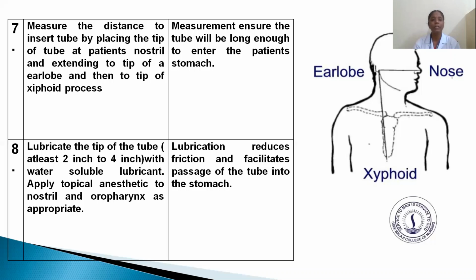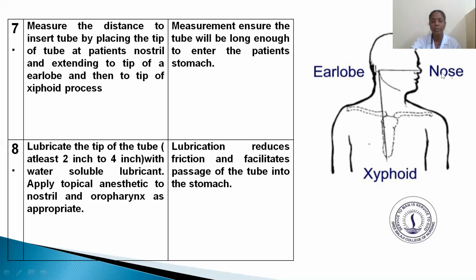Seventh one, measure the distance to insert the tube by placing the tip of the tube at the patient's nostril and extending it to the tip of the earlobe and then to the tip of the xiphoid process. See, we measure the distance by placing the tip of the tube at the patient's nostril and extending it to the earlobe and then to the xiphoid process, from the nose to the earlobe to the xiphoid process.